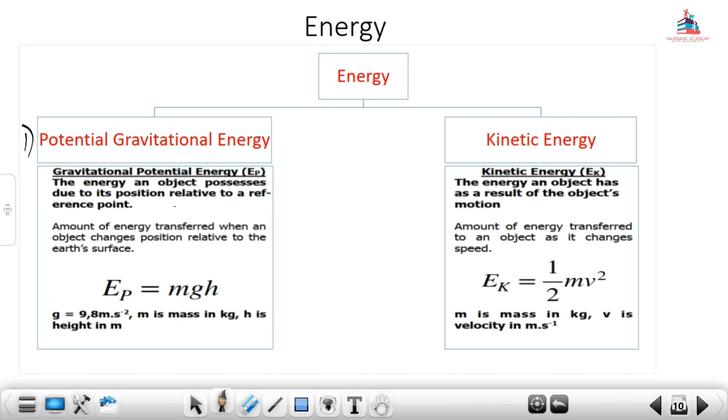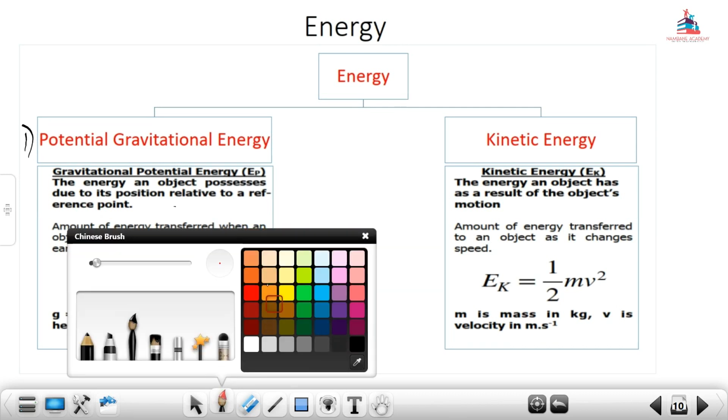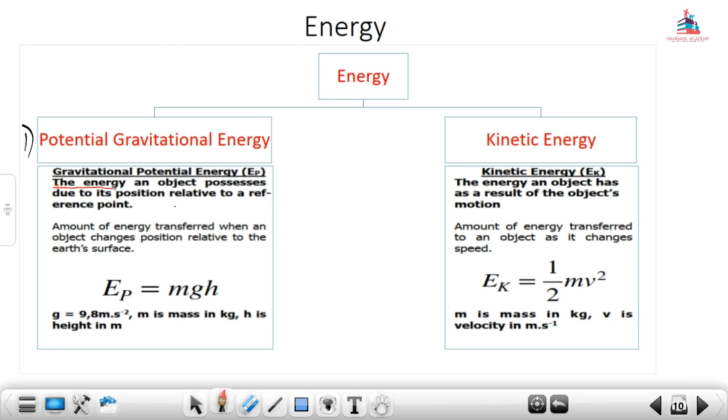So for closing the gaps of not being shocked when we come across a question that says define potential energy, we should be able now to give the correct definition. So potential gravitational energy is defined as the energy the object possesses due to its position to a relative reference point.